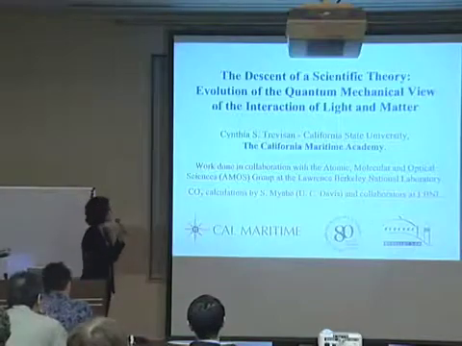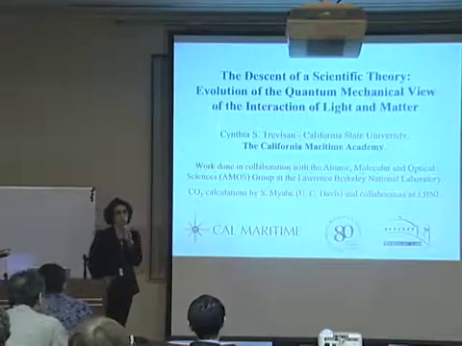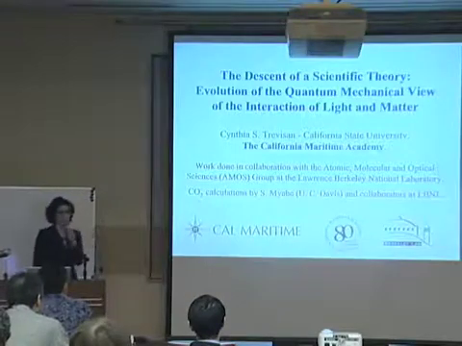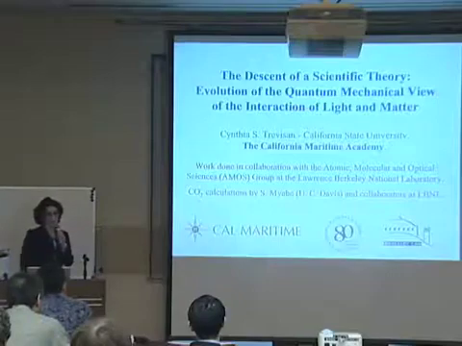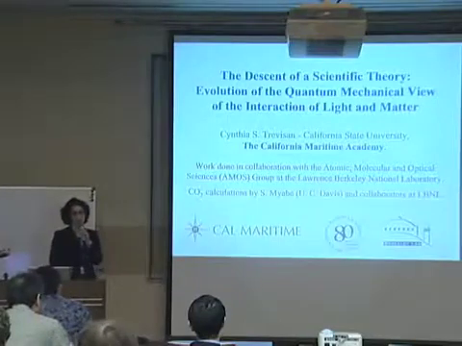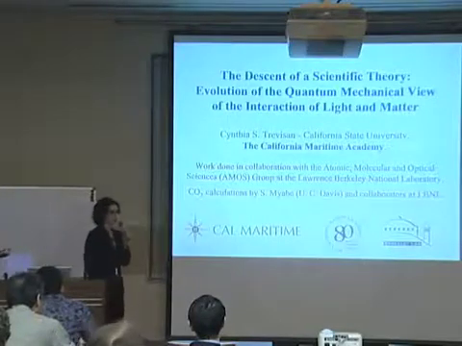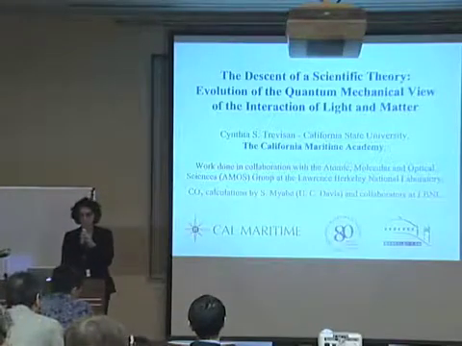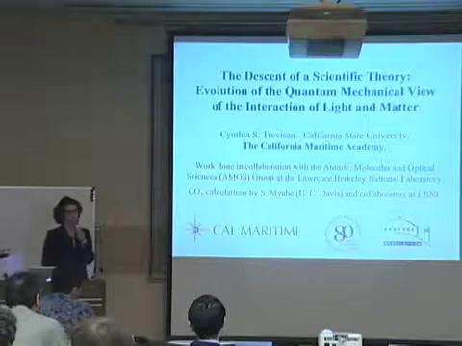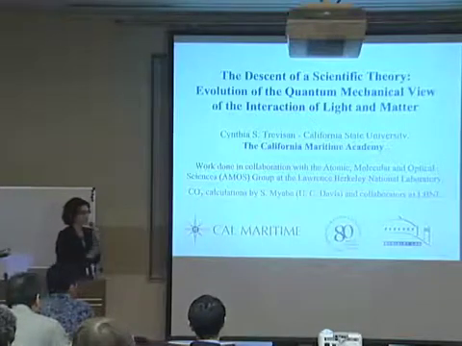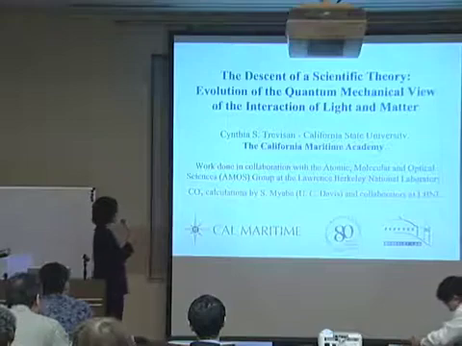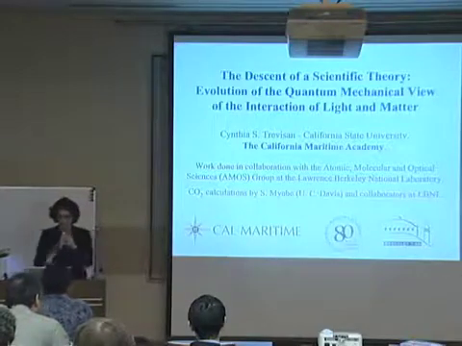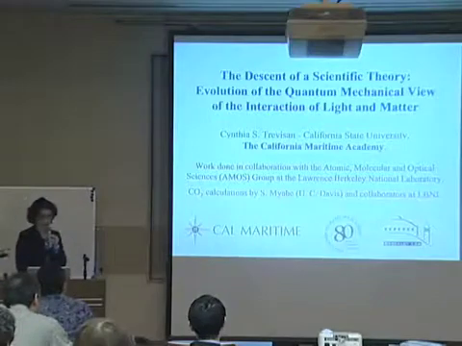Well, I'm going to be talking about a notion of evolution, which is a little bit different than what we've been hearing in the past couple of days. I'm going to talk about the evolution of a quantum mechanical view of the interaction of light and matter. In doing so, I'm going to show you some calculations I did in collaboration with the people at the Lawrence Berkeley National Lab. And in particular, I'm going to mention the calculations of the student Shungo Miyabi, who is a Japanese student at UC Davis currently. So Shungo did a good part of these calculations.